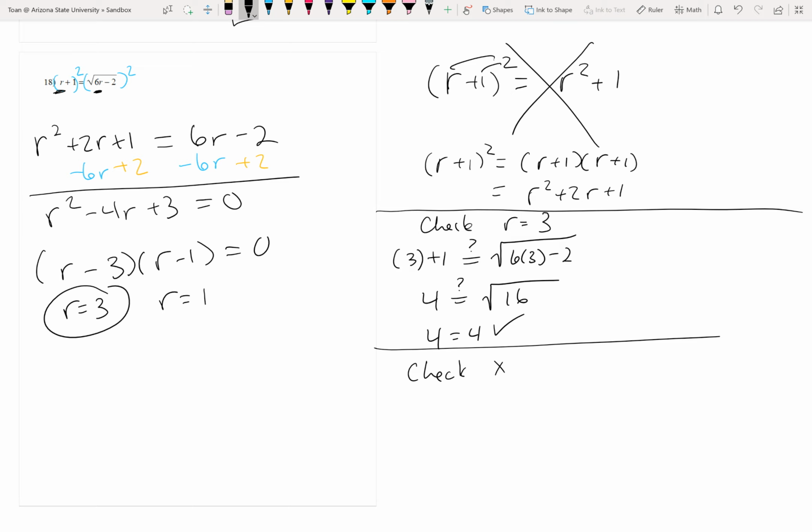To check r equals 1, get 1 plus 1 equals question mark, the square root of 6 times 1 minus 2, just plugging it into the original problem. You get 2 equals question mark, the square root of 4. 2 does equal 2. That's good. So both of them are our answers.